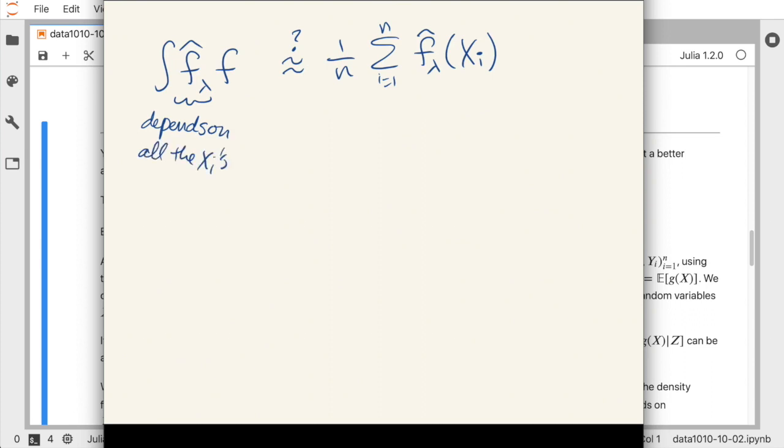Because remember, we defined it by putting a small probability mass around each of the xi's. So this function is getting to see all of the xi's. In particular, it's going to see this xi that we're plugging into it here. And so that's going to be a problem. So this does not work.